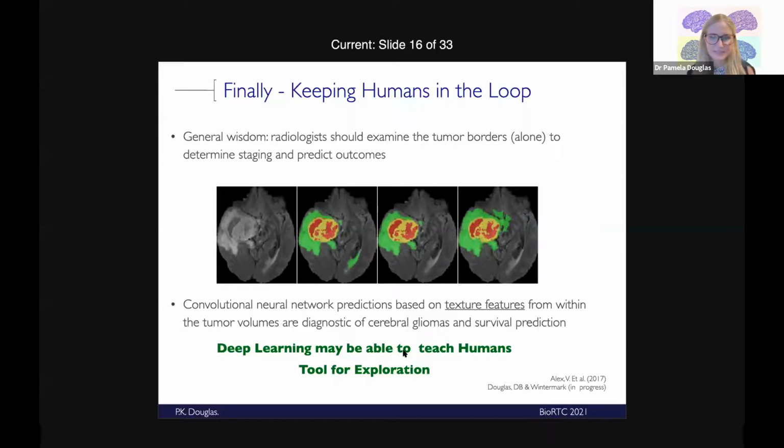But there's this nice fun study here that showed if you use convolutional neural network predictions based on these texture features from within the tumor, you can actually learn quite a bit and predict survival of a variety of different cerebral gliomas, for example. And so that's something that we actually learned from a deep learning model. So keeping humans in the loop may have some important implications if we can trust the models, and more importantly, if we can trust the explanations or the explainable AI methods.